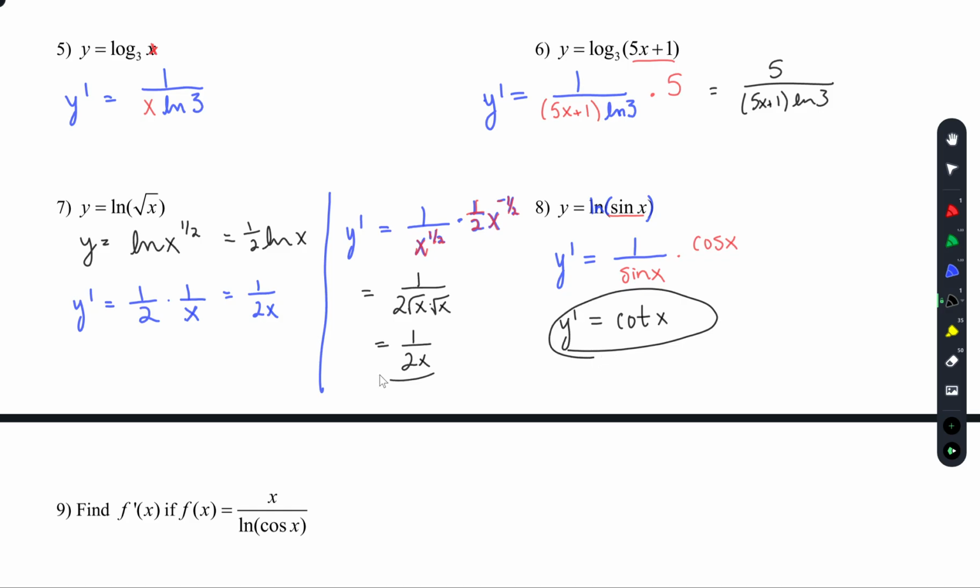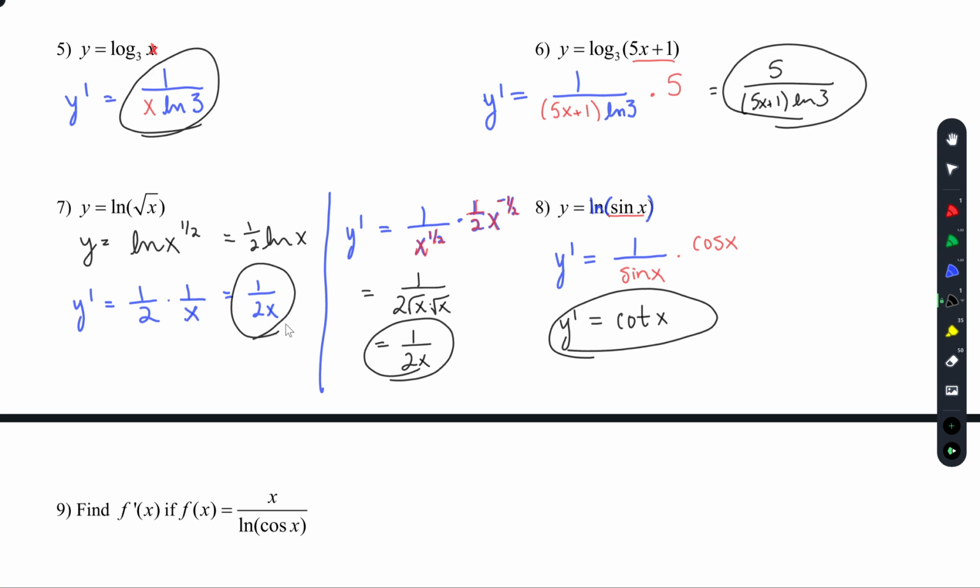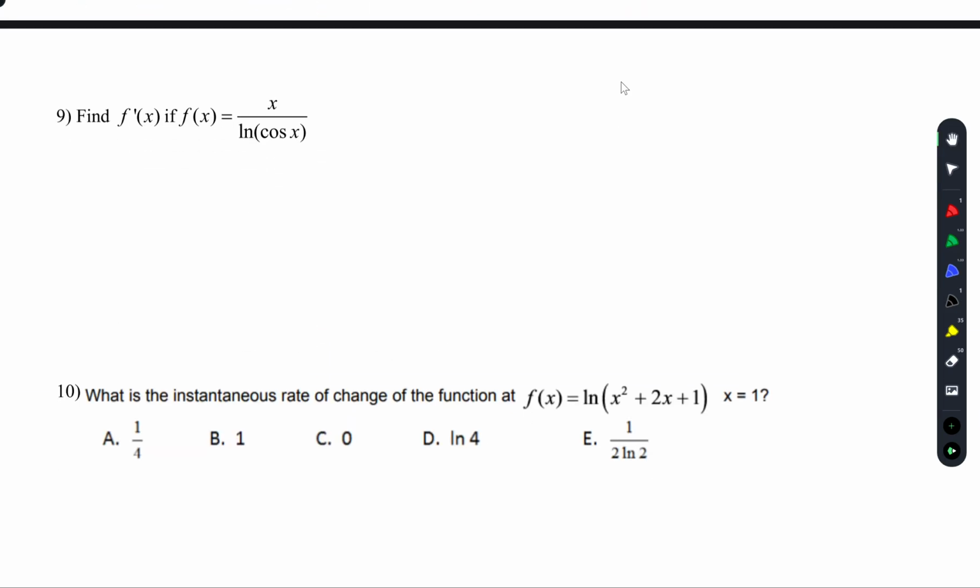Come on. I'm not circling my answers here. There you go. Yeah, it's cotangent, cosine over sine. Isn't that fun? Okay. Yuck. Look at this one. That looks fun.